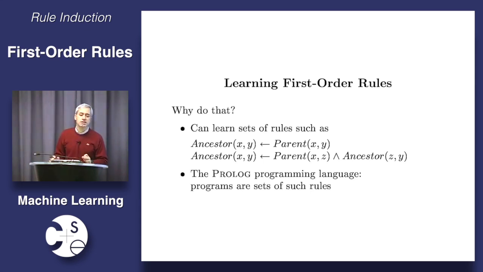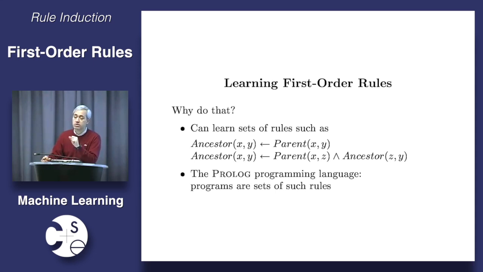So here's a classic example, very simple, of the type of thing that you can learn with rules in first order logic that you couldn't learn with propositional rules or with decision trees the way we saw before. And this is the example of the concept of ancestor. Ancestor is not a property of a person. It's a property of a pair of people. And this is what makes it interesting.